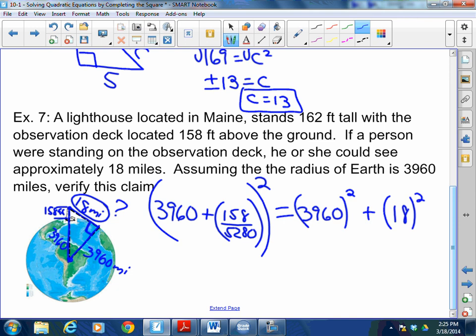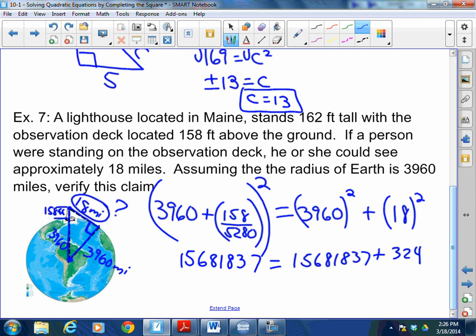So that's going to equal this number right here. Okay? Now, 3,960 squared equals 156,81837 plus 18 squared. 18 squared equals 324. Add them together. 156,81837.